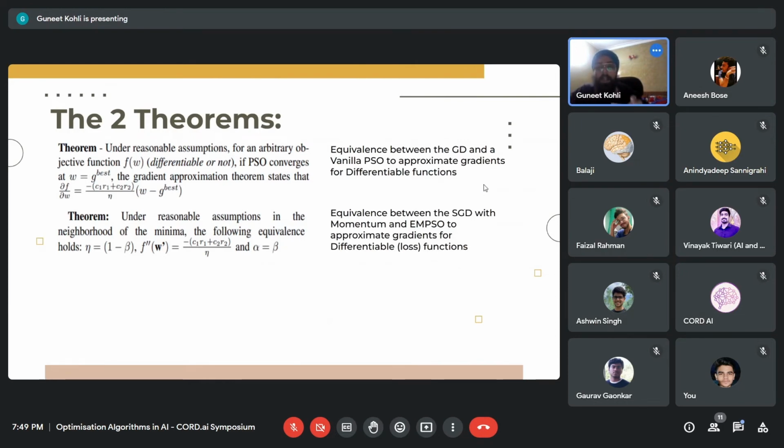So you can use the approximation of a vanilla PSO almost equal to the gradient descent value, particularly. So you're trying to approximate. They try to prove it, so that they can tell you that yes, they can use it on both differentiable as well as non-differentiable cases. That's why the PSO is quite important.